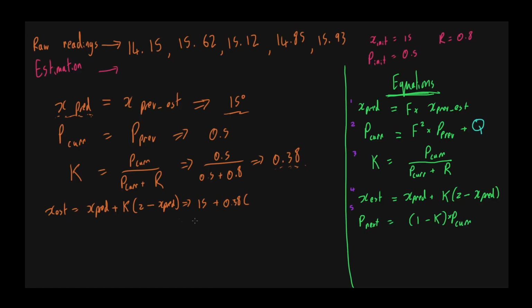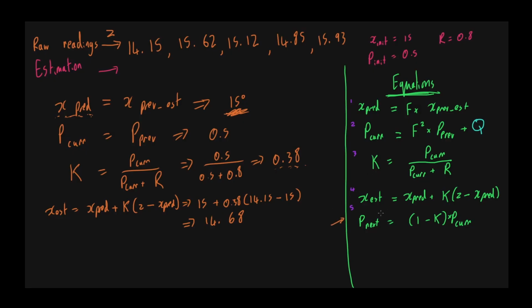And what is Z? So Z is now our measurements here. So I should just write that here, Z. So raw readings are our measurements, Z. You write 14.15 minus X predicted, which again we calculated here, minus 15. And that amounts to 14.68 at 2 decimal places, that is. So that's step 4 done.